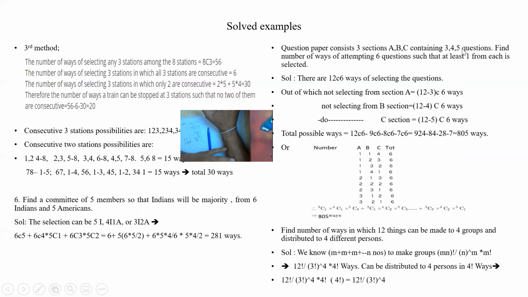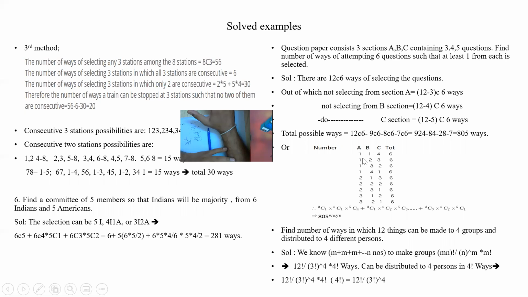So section B and C is 5 plus 4, 9. So 9C6 ways. Similarly, here 8C6, here 7C6. These are the ways where it won't have section A, it won't have section B, it won't have section C. So I am selecting from all possibilities, minus 0 from section A, 0 from section B, 0 from section C possibilities. I am getting 805 ways.